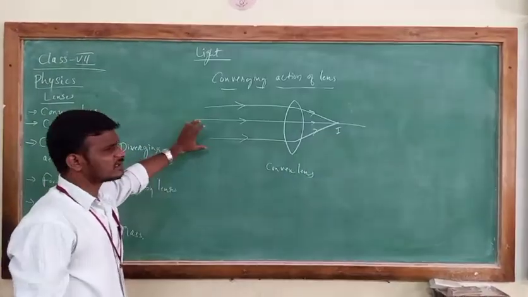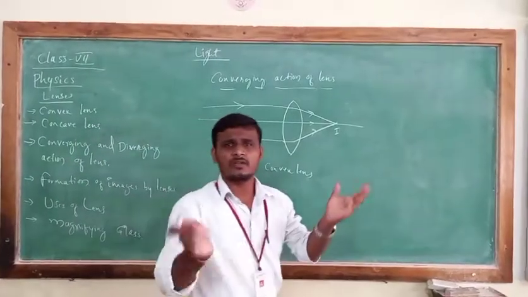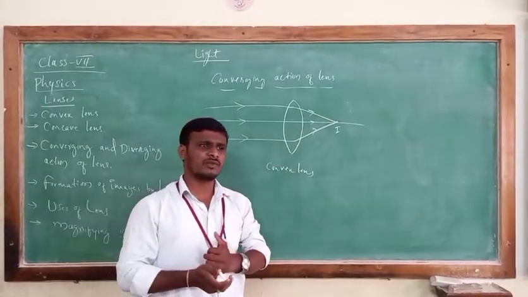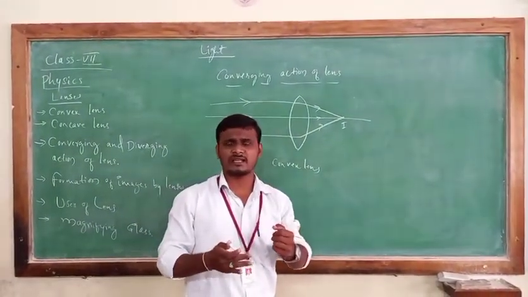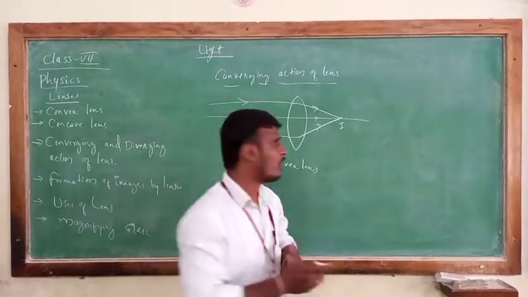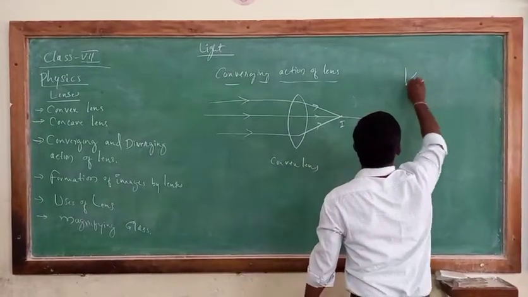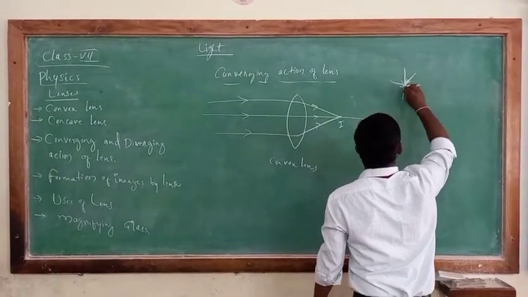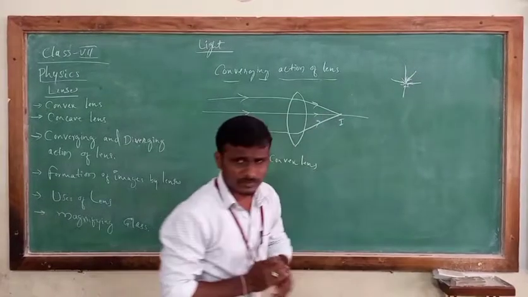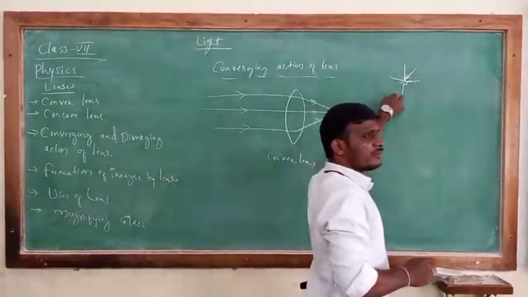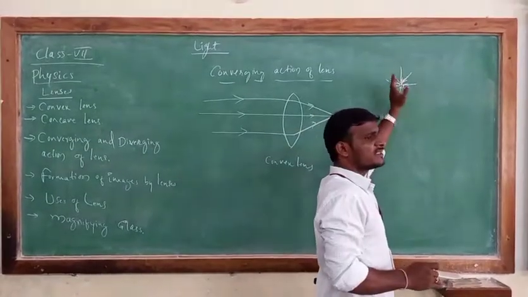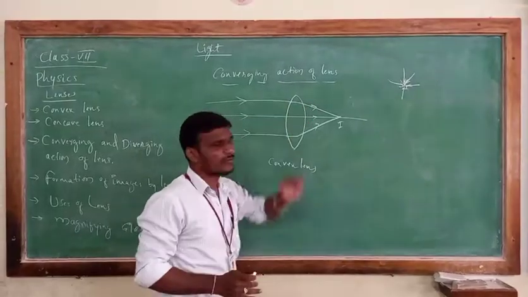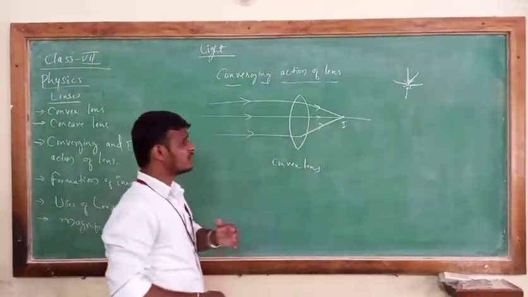Already we have discussed what is converging and what is diverging beam of light in my first video. What is converging? A number of light rays gathering at a point. I have shown this converging action of the lens in my first video with the diagram also. All the light rays meet and gather at a point. We call it a converging point, that converging beam of light.